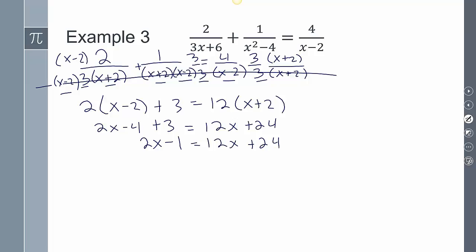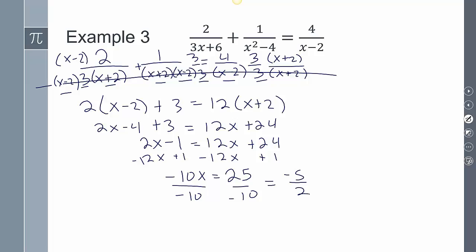So combining everything together, minus the 12x, minus the 12x, adding the 1, adding the 1. You're going to get negative 10x equals 25. Divide everything by negative 10. So this reduces into negative 5 over 2.